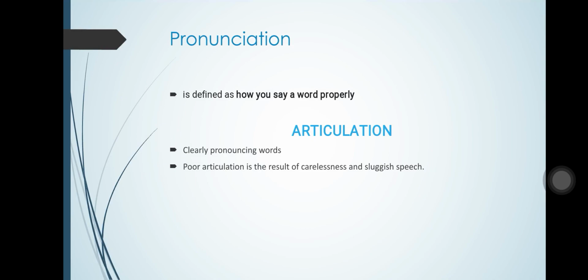However, articulation is all about clearly pronouncing words. Poor articulation can result from carelessness or sluggish speech. So, for example, I don't know what's gonna happen. Instead of saying that, you articulate the slang words in their formal shape, which is I don't know what is going to happen.